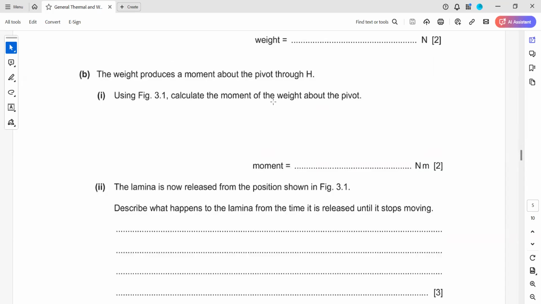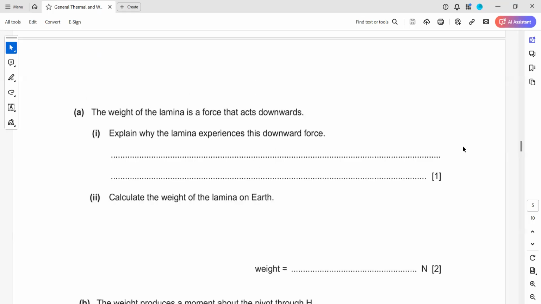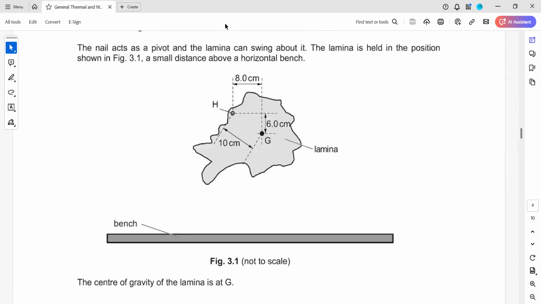The weight produces a moment about the pivot through H. Use the figure to calculate the moment of the weight. So the weight is acting at this point, because the gravitational force is there. How much is the weight? That is 0.49. We want to calculate a turning effect. So to calculate a turning effect, or a moment, we take a force and we take a distance, but both should be perpendicular from the pivot.